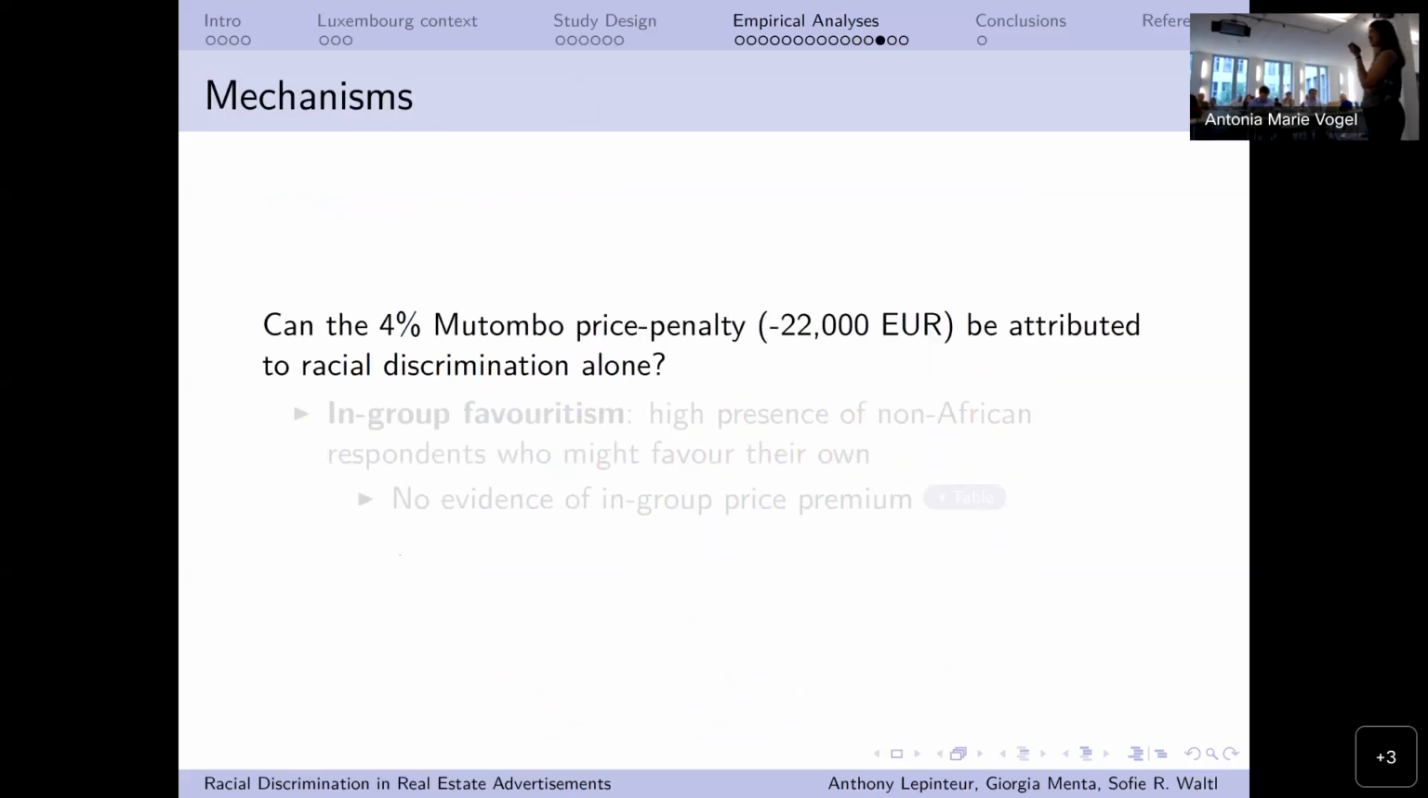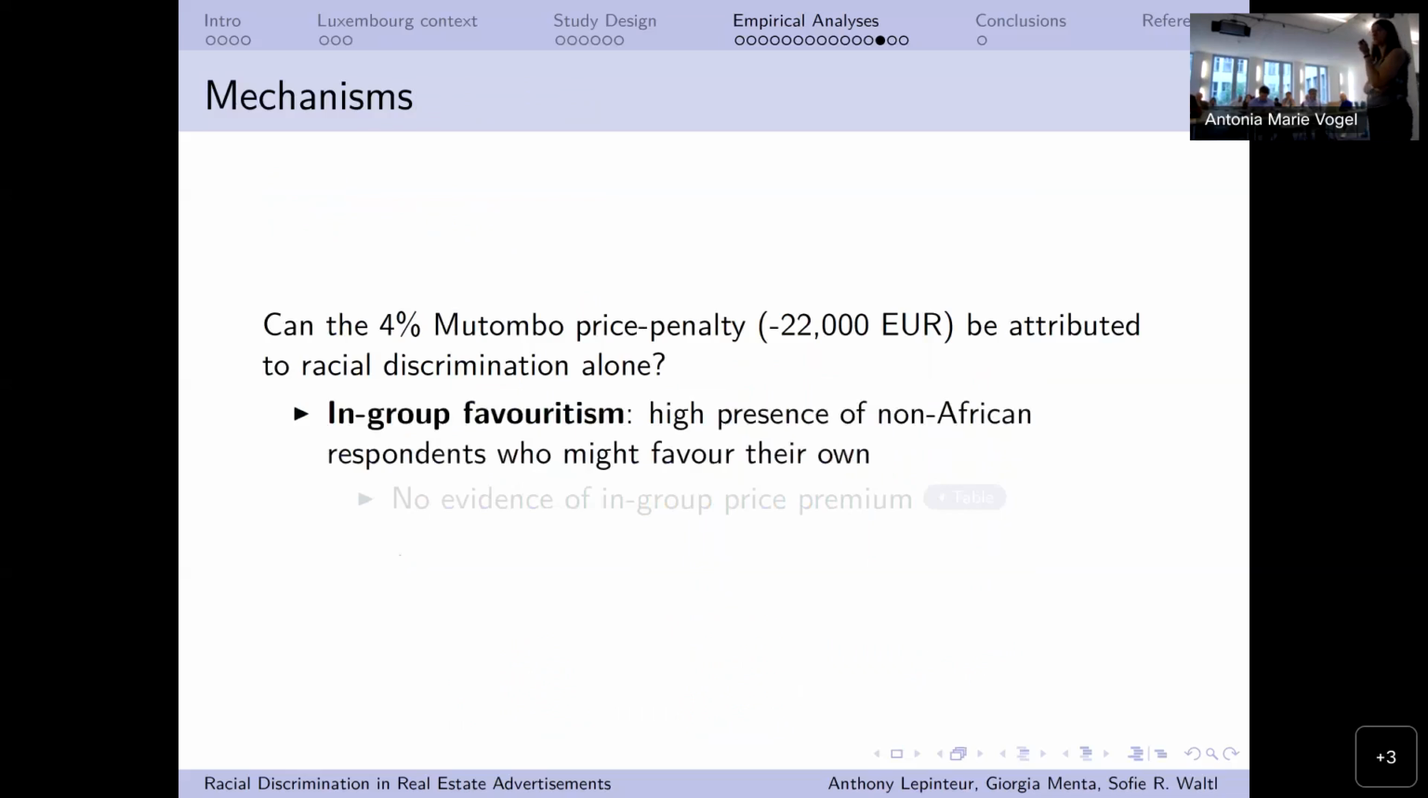It could be a penalty or it could be favoritism for your own group. We can rule that out. It's really a penalty for the others, not just that I like my own group.